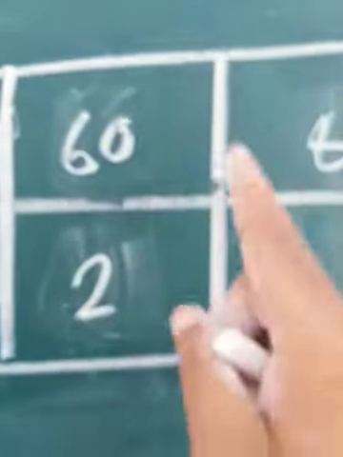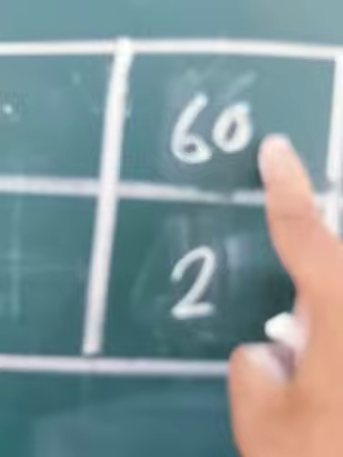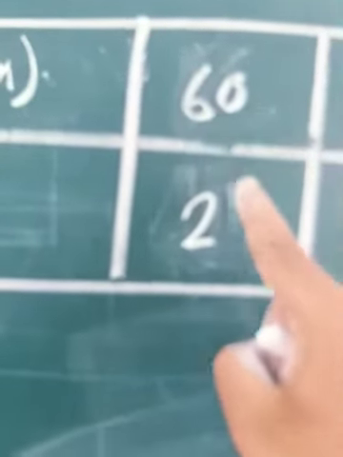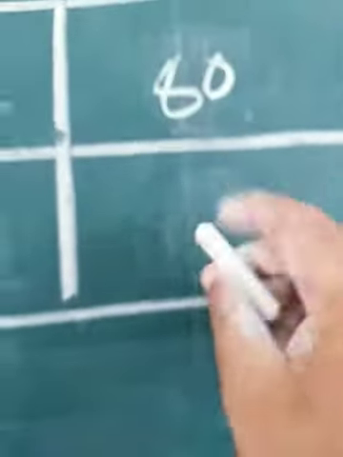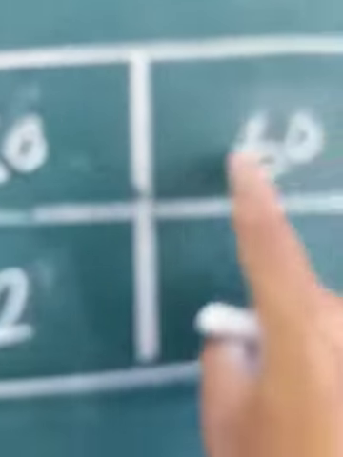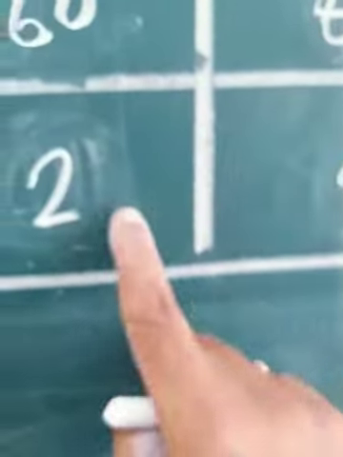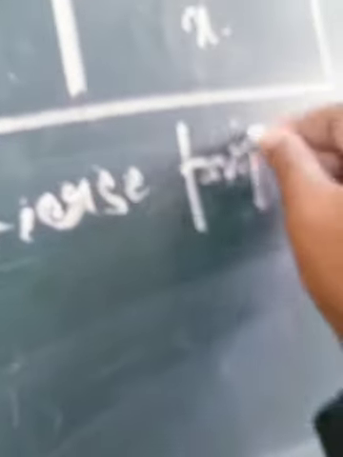So the nature of the sum is again inverse proportion. Why? Because the distance we are keeping constant. In the initial case the speed was 60 km per hour, and at 60 km per hour we are taking 2 hours, isn't it? But when we increase the speed from 60 to 80, obviously the value of x that we have to find will be less than 2 hours. So the first quantity is increasing and the other quantity is decreasing. So it is inverse proportion.